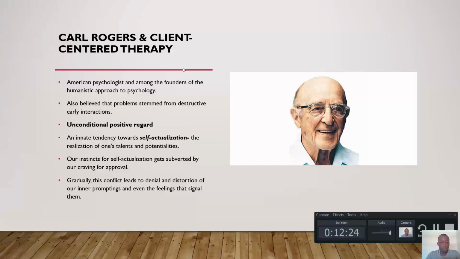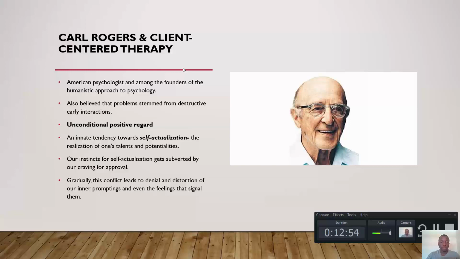And some of you might agree with this, some of you might disagree, but he also believed that our instincts for self-actualization get then subverted by our craving for approval, that we as humans, as we try to rise above and actually realize who we are and our talents and our potentials, then we kind of fall into this trap of wanting to please others. And so our talents are tailored towards what the world or the people around us want.